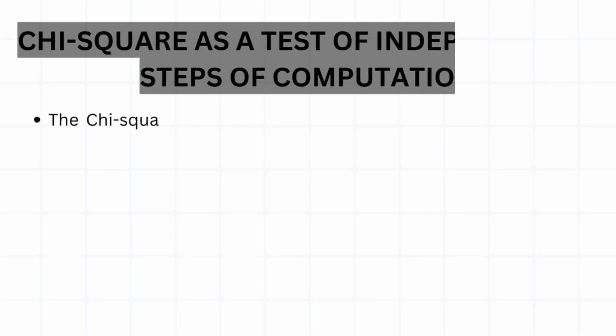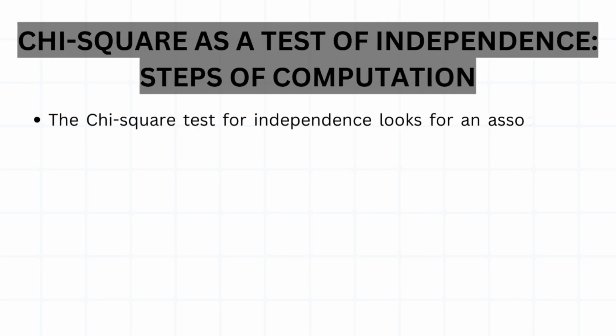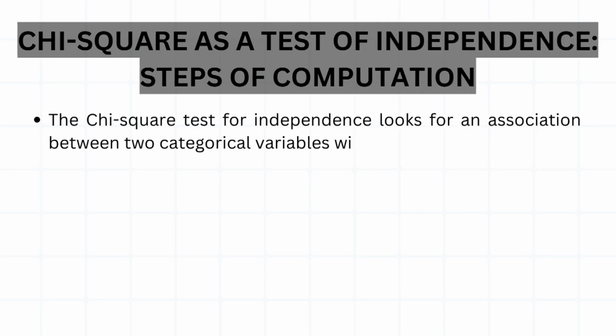Now, let us understand the computation method of chi-square as a test of independence. What are the different steps involved in computation of chi-square as a test of independence? First, look at what the chi-square test of independence is. The chi-square test for independence looks for an association between two categorical variables within the same population.